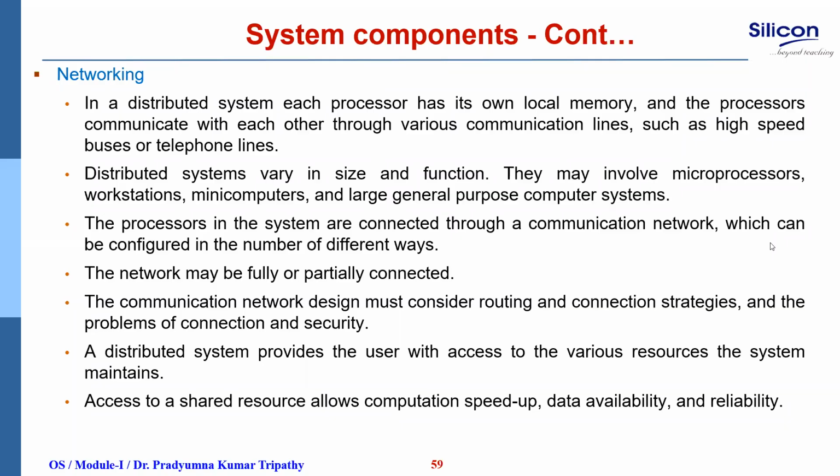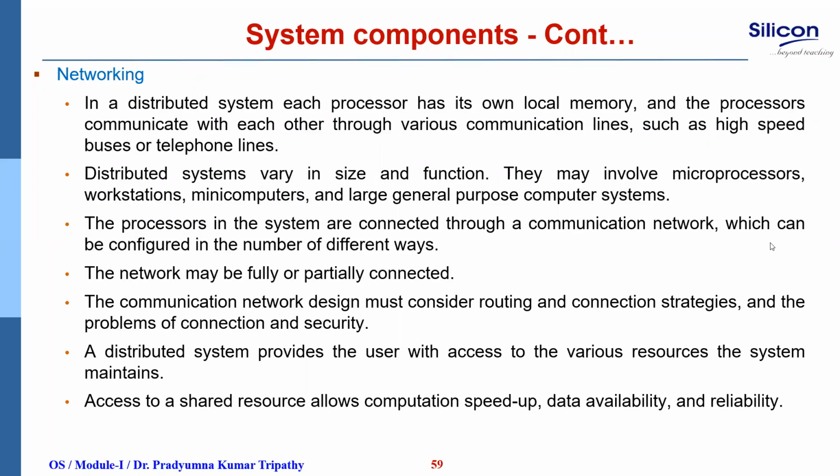A distributed system provides the user access to the various resources the system maintains. In a distributed system, many computers are there and each computer has some resources. So the networking operating system must provide a way in which these resources, which are present in different computers, can be made available to a particular computer.